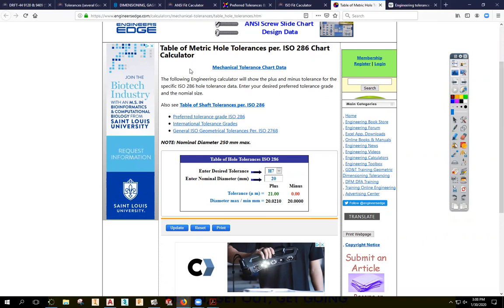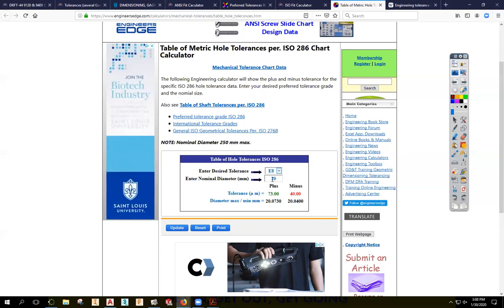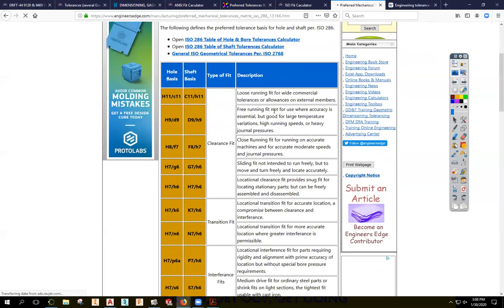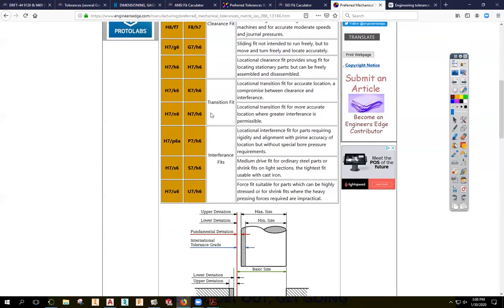They also have the tabular chart, right? So here I can tell it what it is, tell it the diameter, and it gives me the tolerance. I can also look at the preferred gauges. So for clearance fits, these are the pairs. Transition fits, those. Interference, those. Okay.